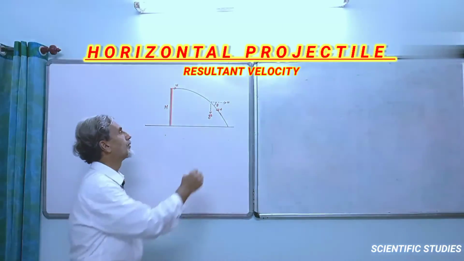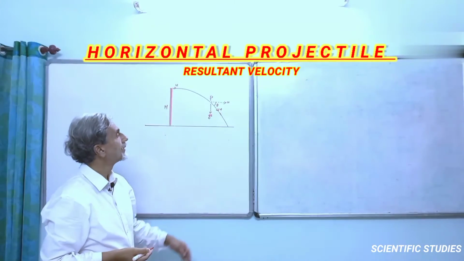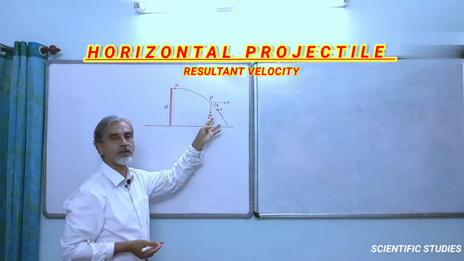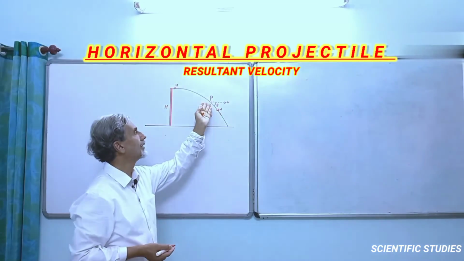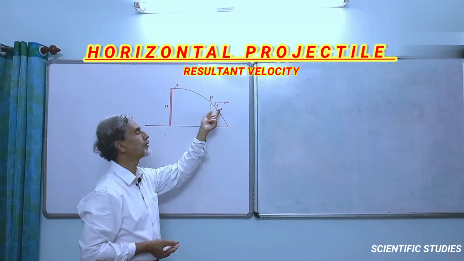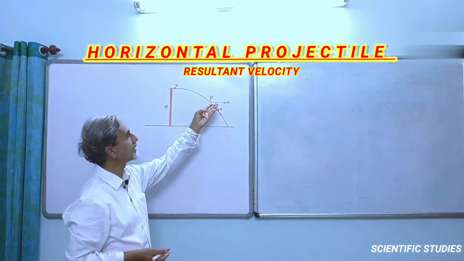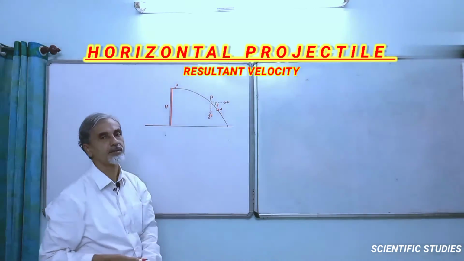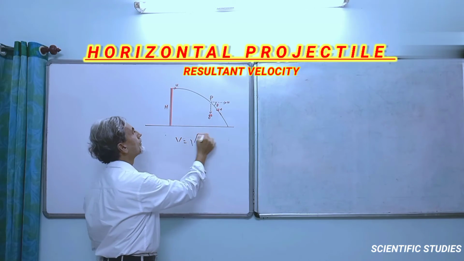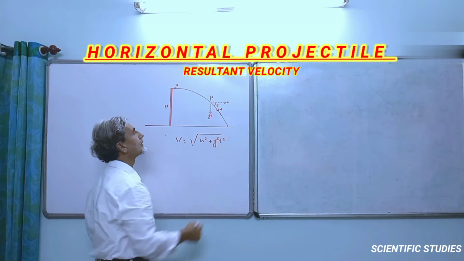Imagine that the body is at this position after t seconds. And when the body is at this position, it has a vertical velocity due to the force of gravity which is equal to gt, and the horizontal velocity u is there. That means the body has two velocities, the vertical velocity gt and the horizontal velocity u, and these velocities act at an angle of 90 degrees. Therefore, the resultant velocity v is equal to root of u square plus g square t square.